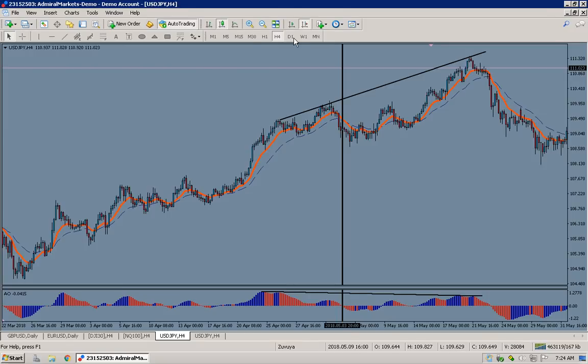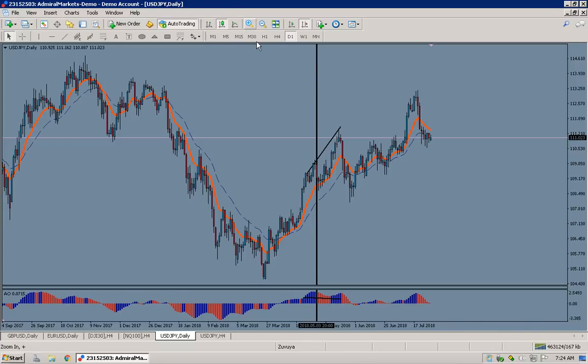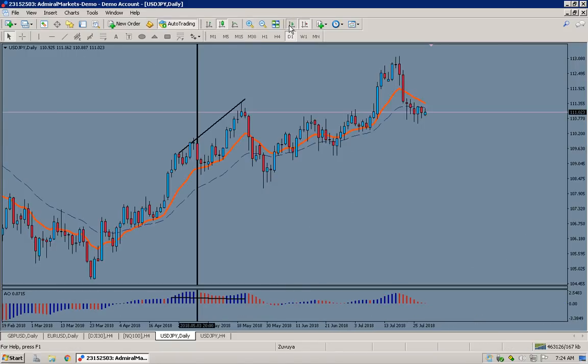And so if you get a bit lost here, then try to go up one time frame. So in this case, I'm going up to the daily chart of the US yen. And let me get rid of these lines.